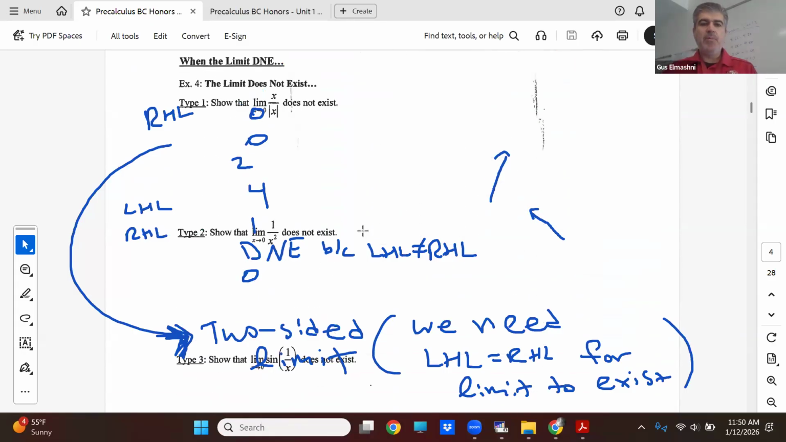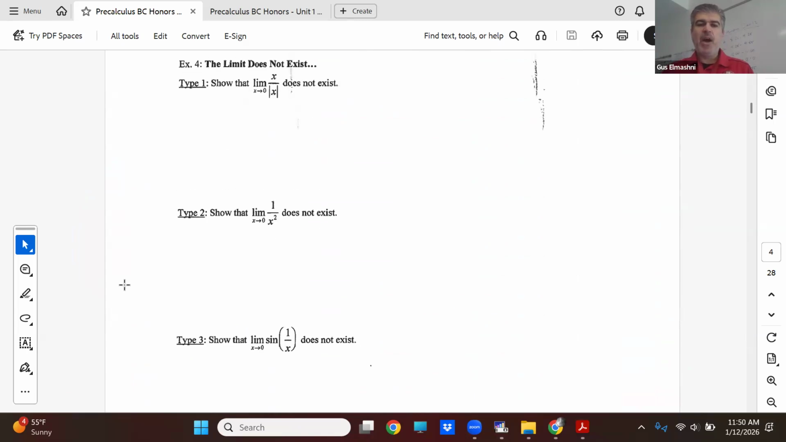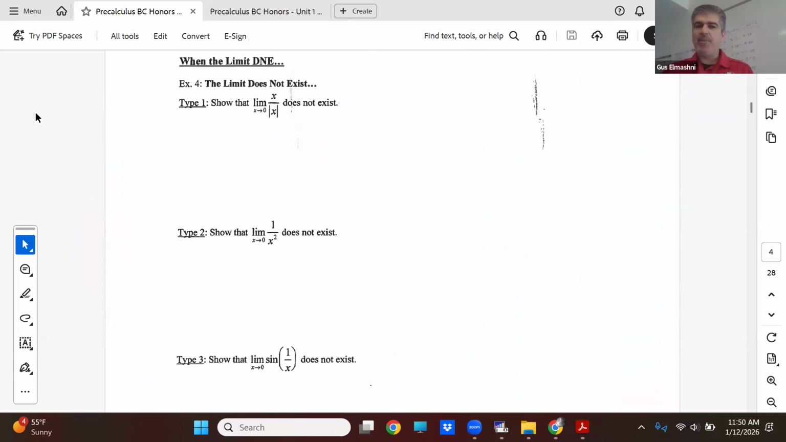Okay. Now, when the limit does not exist, some good ones too. More good ones. All right. Now, I don't remember if we did this graph. Maybe we did, I don't remember, in the first semester.